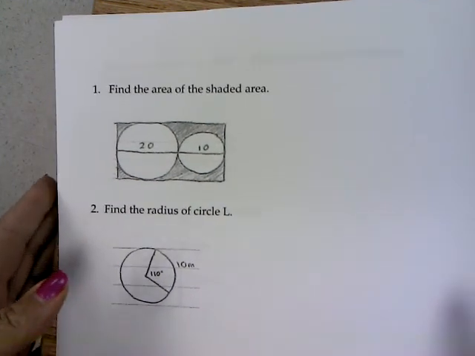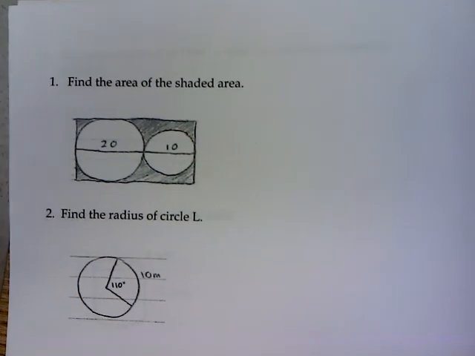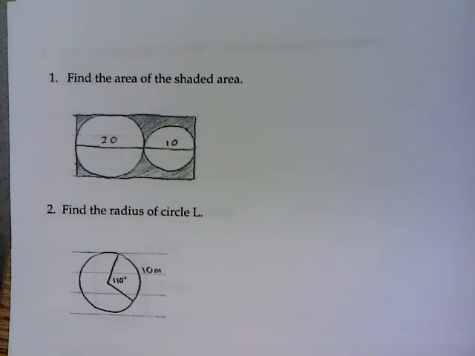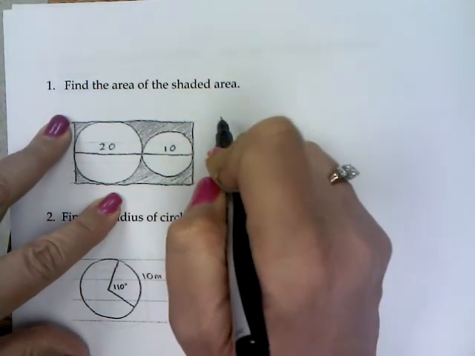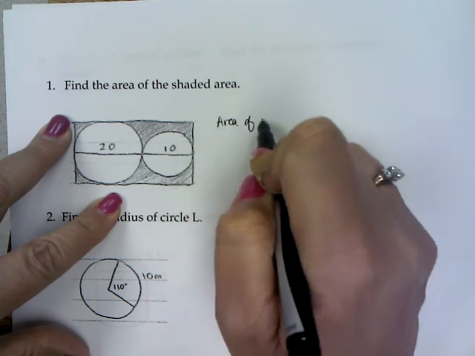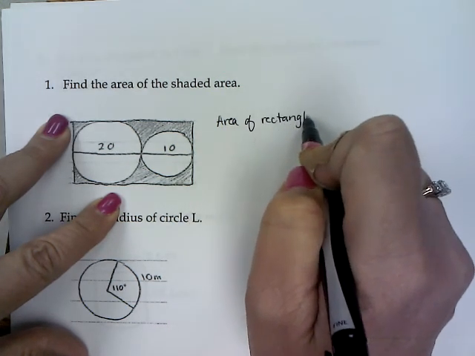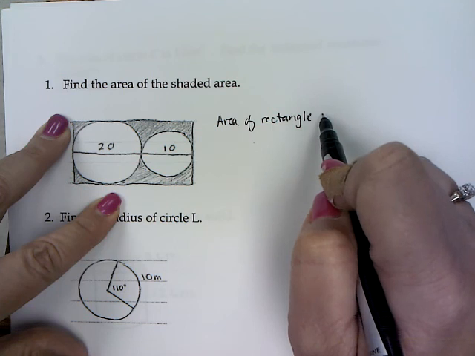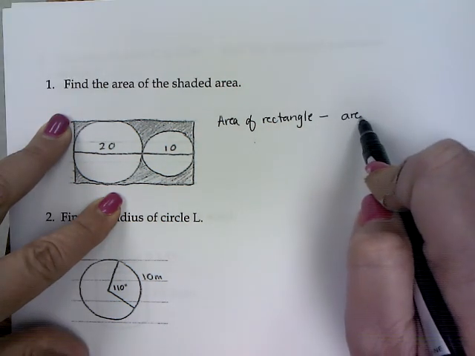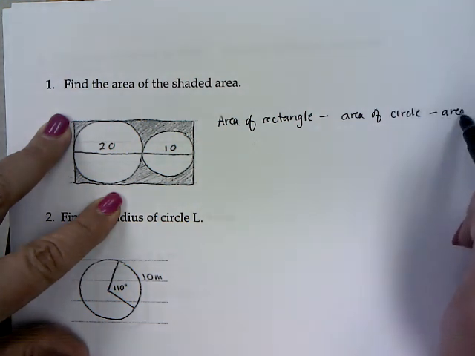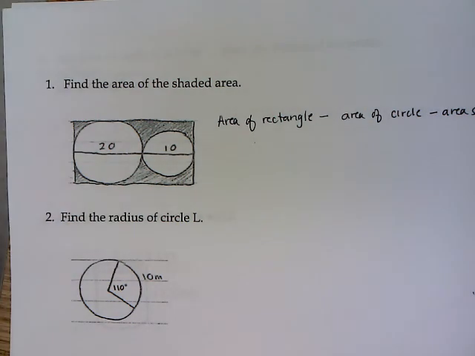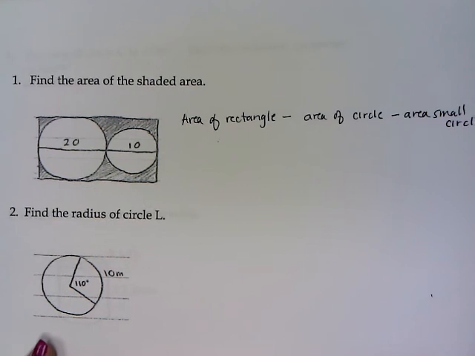Question number 1 asks you to find the area of the shaded region. To find the area of my shaded region, I first need to make a plan. My plan is that first I need to find the area of the rectangle. From that, I'm going to subtract the area of the big circle and then the area of the small circle. So I need to find those 3 bits of information before I get started.